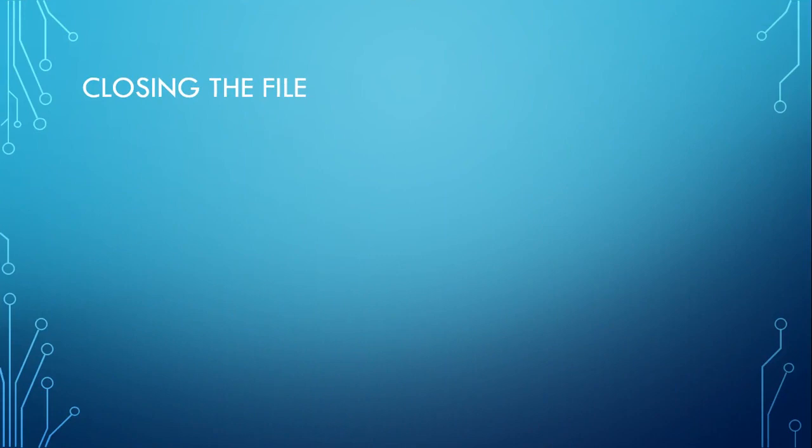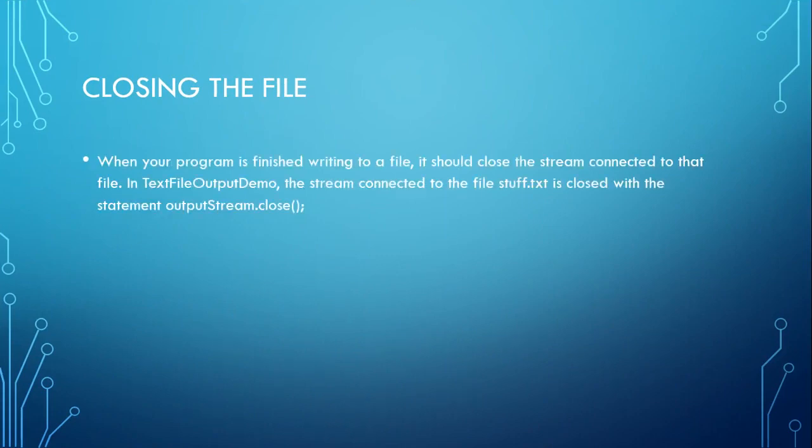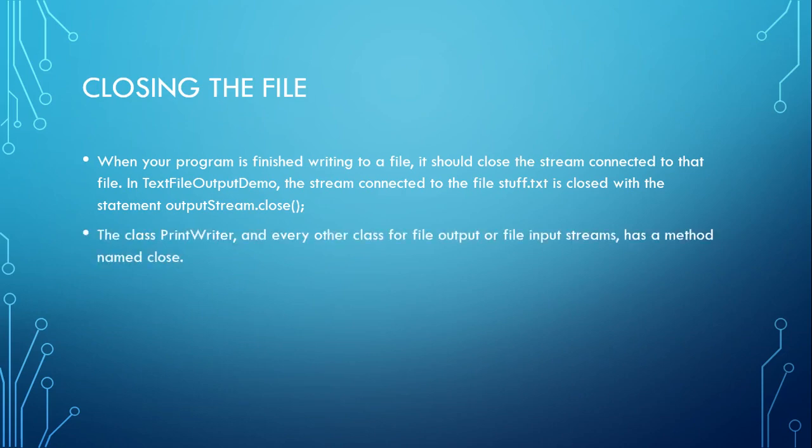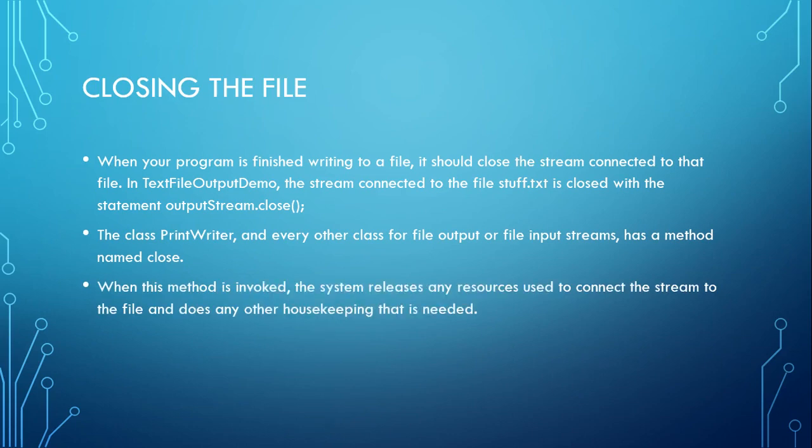All right, closing your file. When your program is finished writing to a file, it should close the stream connected to the file. In our text file output demo, the stream connected to the file self.txt is closed with the statement outputStream.close. The class PrintWriter and every other class for file output or file input streams has a method named close. When this method is invoked, the system releases any resources used to connect the stream to the file and does not have any other housekeeping that's needed. It's pretty much straightforward. Just say, hey, I just want to close the stream. Done. That's it.